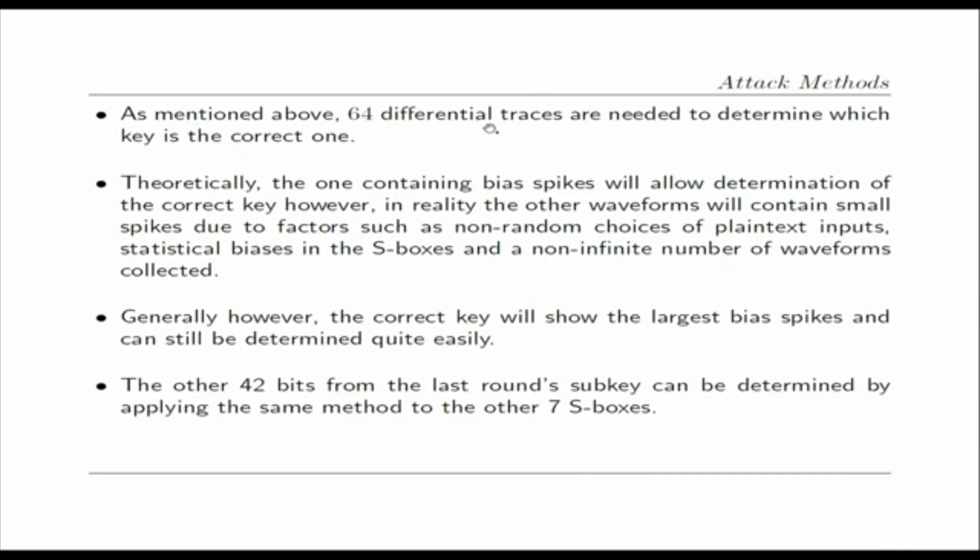As mentioned above, there are 64 different keys. So, this is the exhaustive search on the sub key. 64 different traces are needed to determine which key is the correct one. Theoretically, the one obtaining the bias spike will allow determination of the correct key.